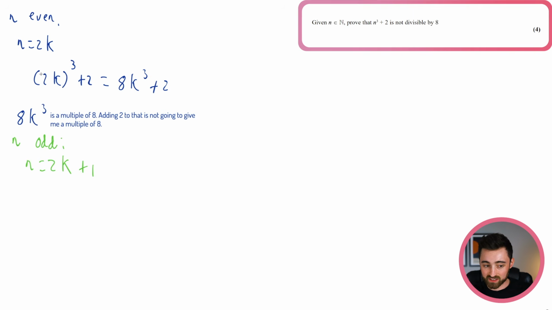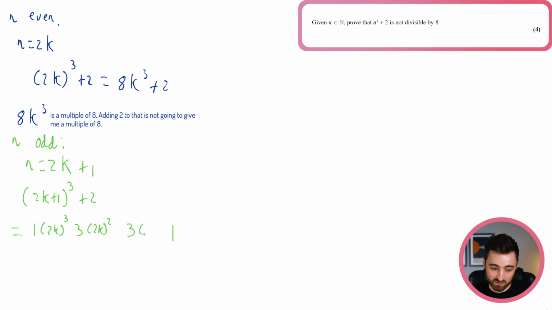So we can do a similar thing. We can say, well, what would n cubed plus 2 be? It would be (2k plus 1) cubed plus 2. Now this I can use the binomial expansion for. So the coefficients are going to be 1, 3, 3, and 1, which you can get from your calculator or Pascal's triangle. And then I'm going to have (2k) cubed, then (2k) squared times 1, then 2k times 1 squared, and then 1 cubed. All of these are added together.